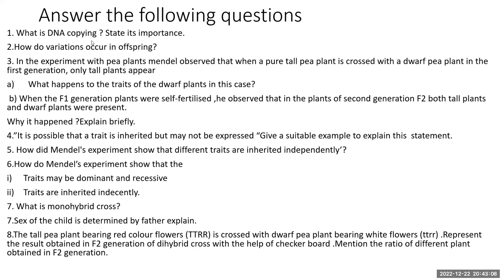Tall and red. So will you do this, children, or shall I do it on the board? Would you like to do it and show it to me right now? Checkerboard? Yes, ma'am, we can. We'll try. Yes, try to do it, children. So capital T, capital R, small t, and small r. The characters of the F1 filial generation will be capital T, small t, capital R, small r. So cross the first with the third, first with the fourth, again second with the third, second with the fourth.